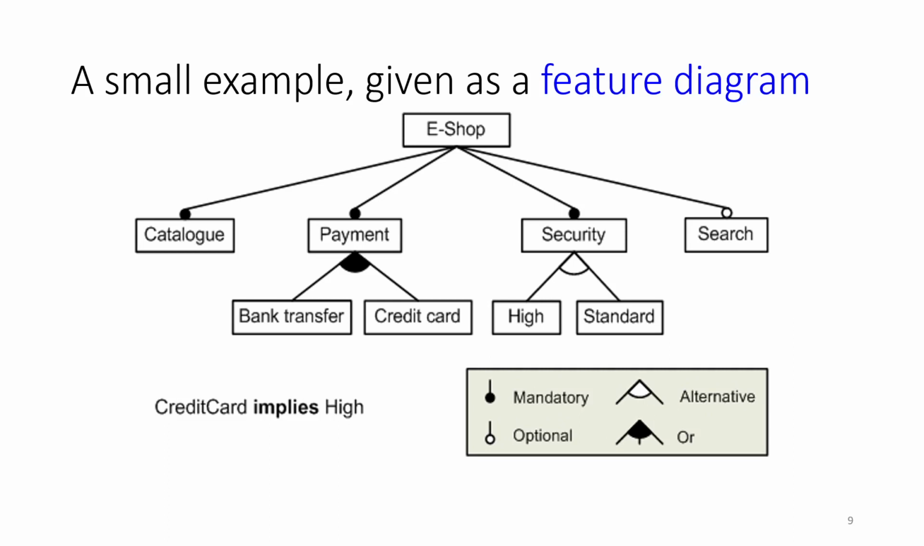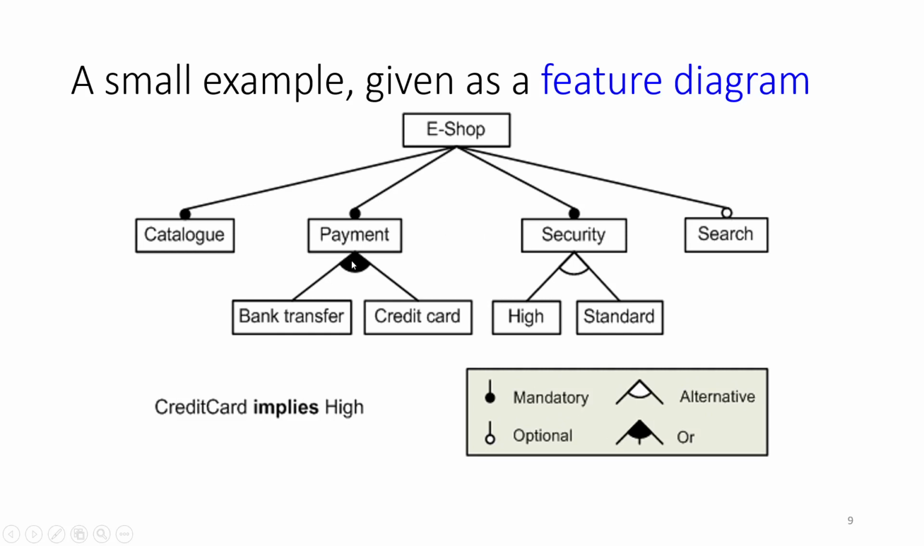If we have this kind of circle here, it means it's a mandatory feature. So whenever you have the eShop, you need a catalog. You can't go without this catalog feature because it's a child that says it's mandatory. This one is also mandatory. This one is also mandatory. But search, on the other hand, is optional because it has this circle that is not filled in.